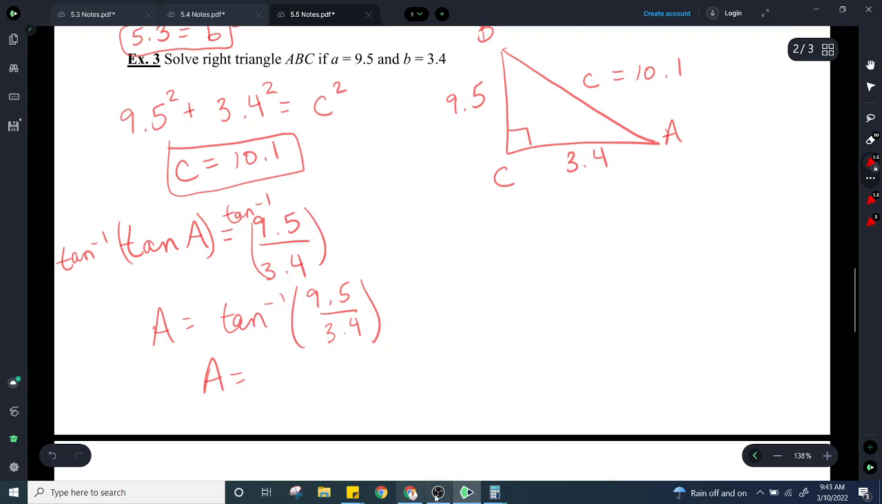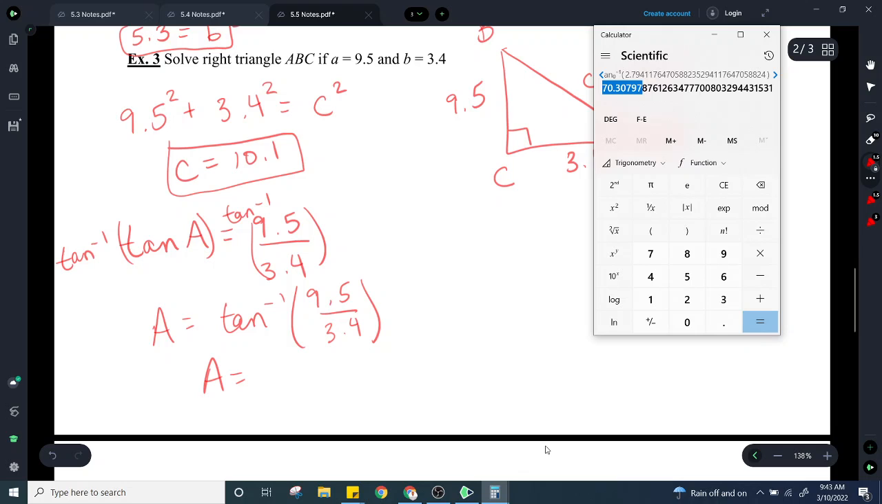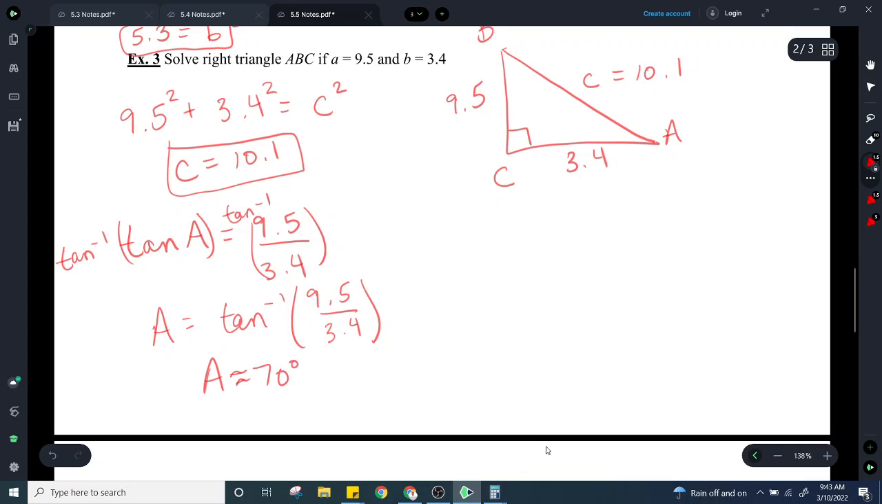So it was 70.3. I'm just going to make it 70 just for simplicity. I'm going to round it to the nearest whole number. So we'll say 70 degrees.